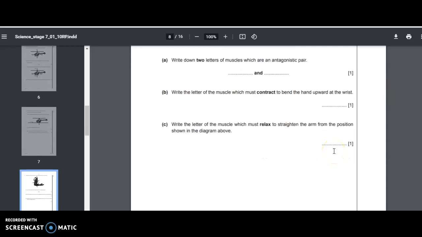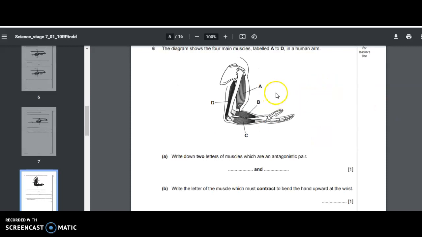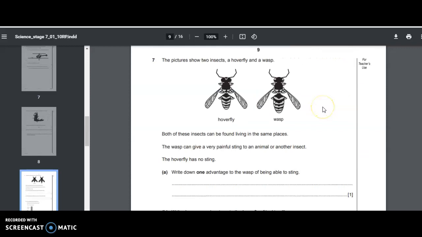The answer is B. So now write down a letter of the muscle which would relax when you straighten the arm. So which one would allow the arm to straighten? Everything right here is on A, right? The arm is up at an angle like this because A is contracted. So A is the right answer.